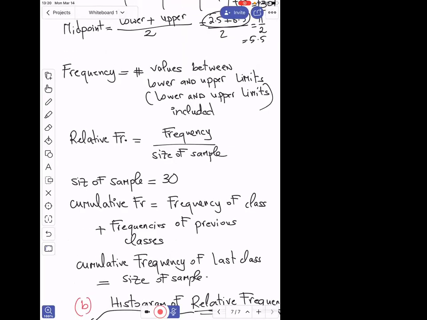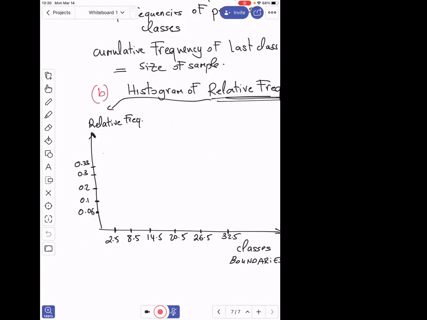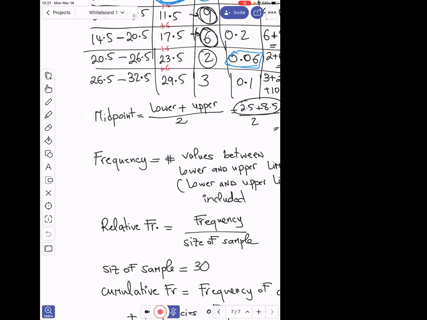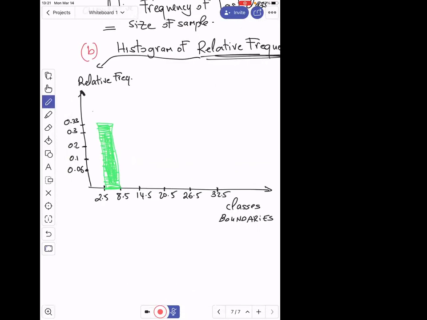Anyway, the relative frequency of the first class is 0.33. This first interval from 2.5 to 8.5 represents the first class, right? So this rectangle here represents the relative frequency of the first class, up to 0.33. Now, the second class is 0.3. It's represented by the second interval right here, and the height here is 0.3.